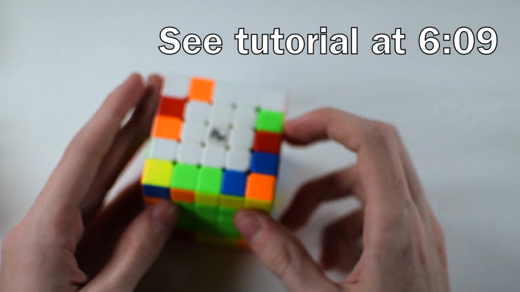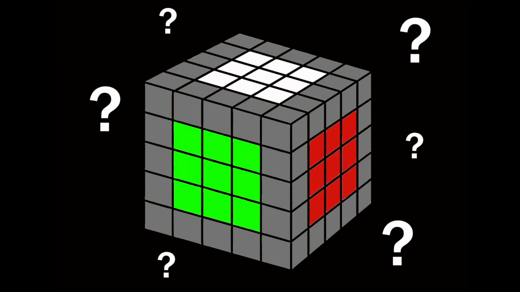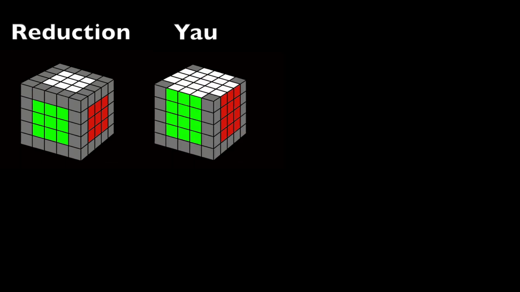The very first thing that is very important to learn for any form of edge pairing method is how do you build your centers. Now, for instance, reduction method is the most well-known method when it comes to building your centers. By this point in time, when you have all 6 of your centers done, none of your edges will be built. The other method for building your centers is, of course, the Yao method.